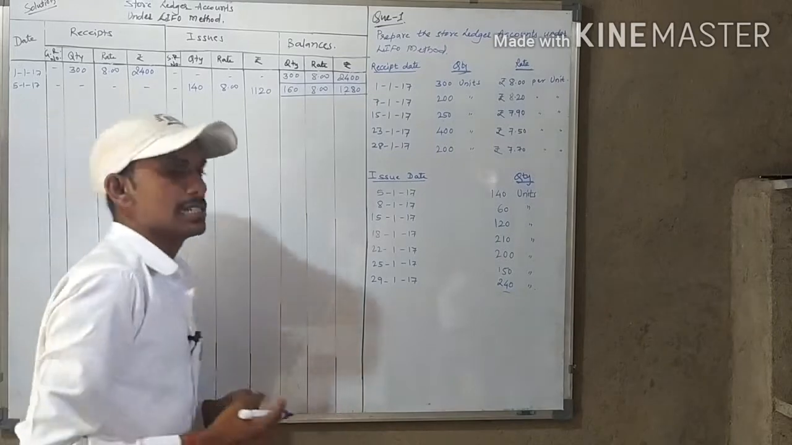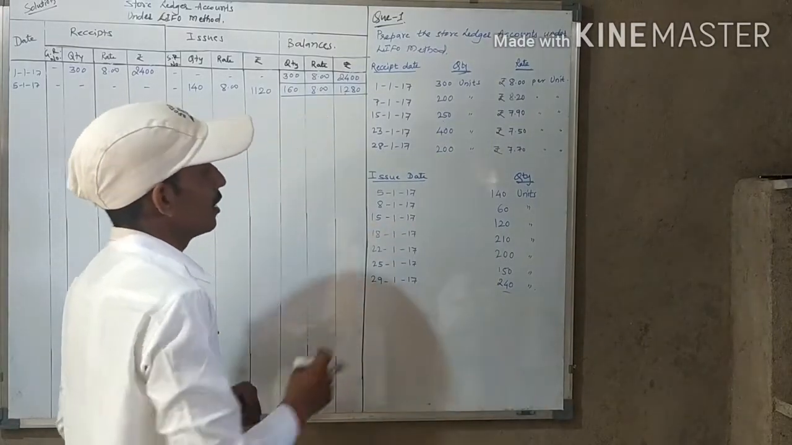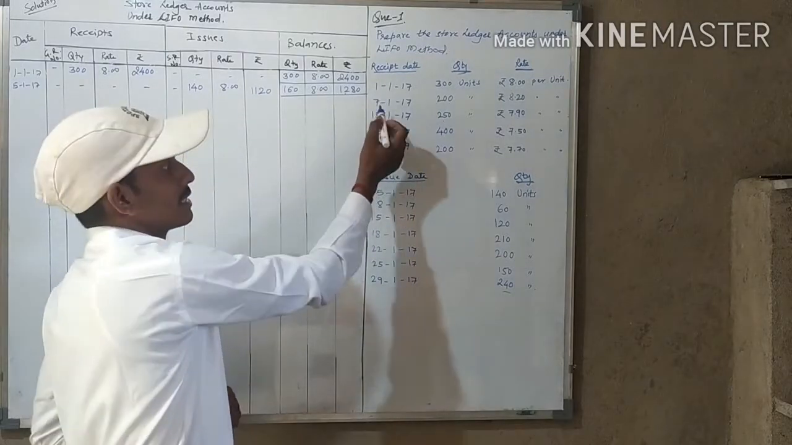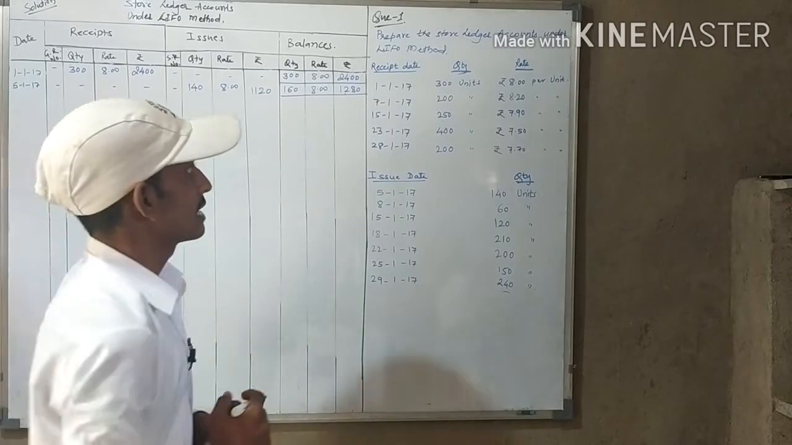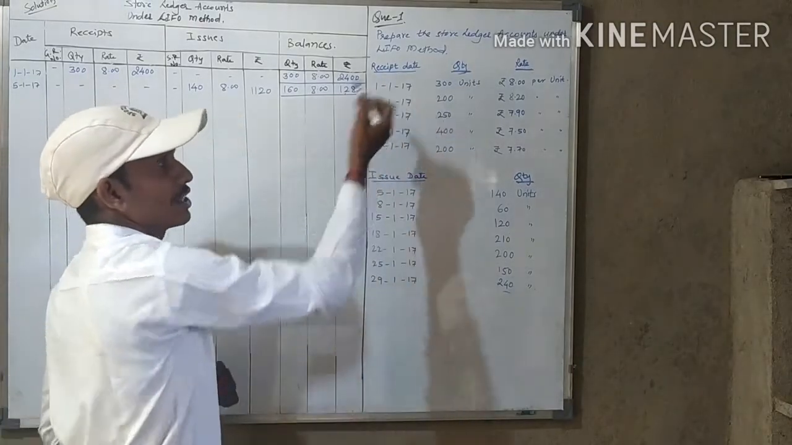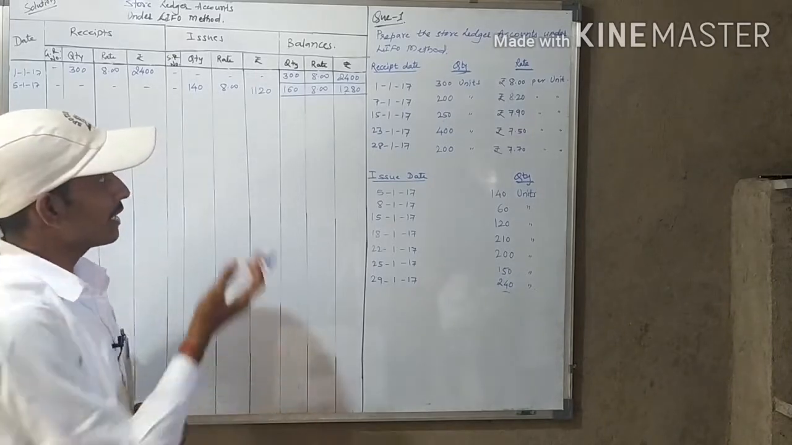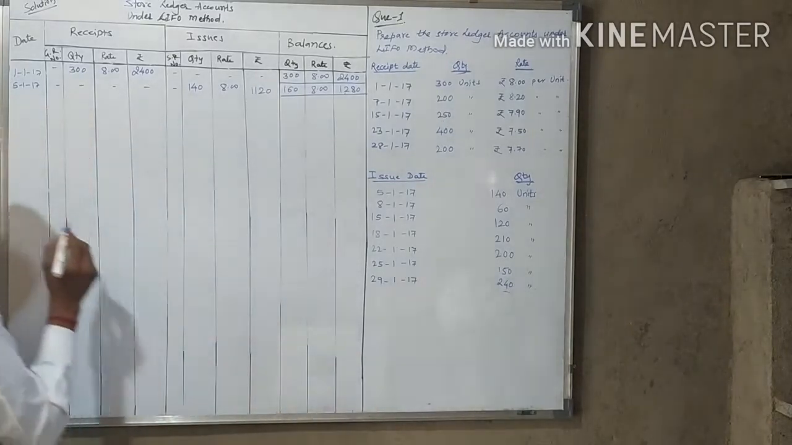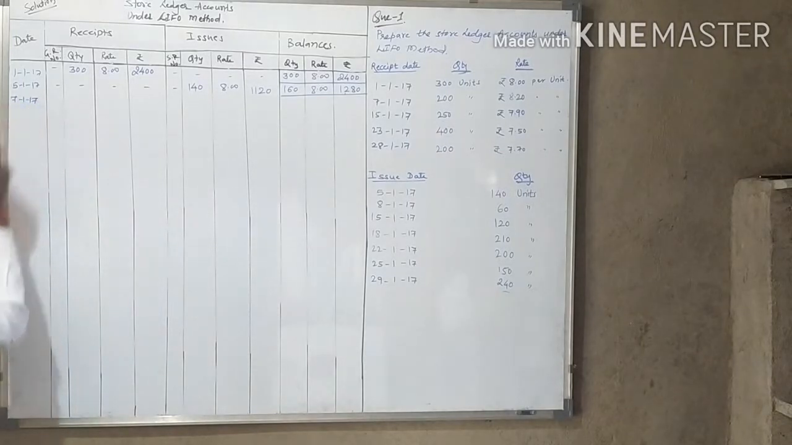Again we'll see the next transaction. When did the next transaction happen? On the 7th. On 7th January 2017 there is one transaction. What kind of transaction is it? A receipt. You have purchased goods. So again put the date 7/1/2017.